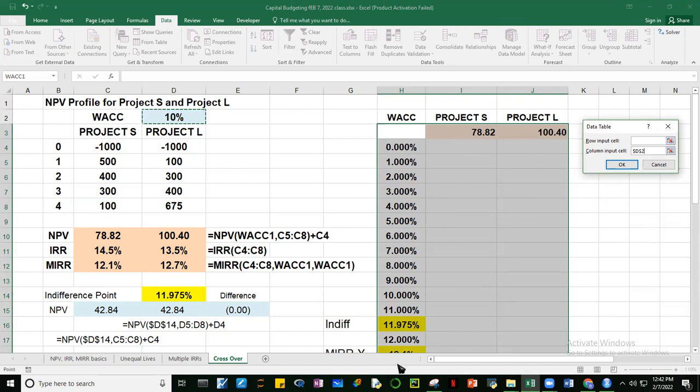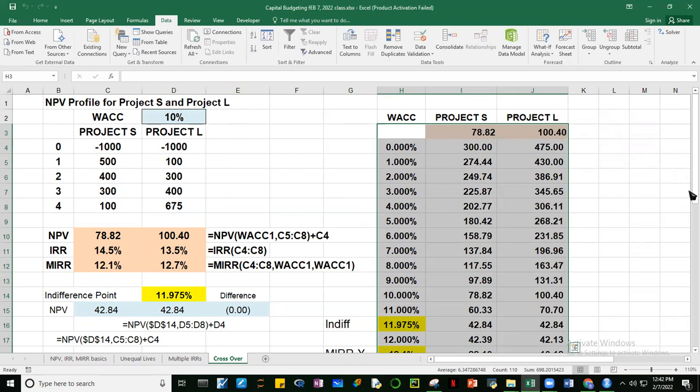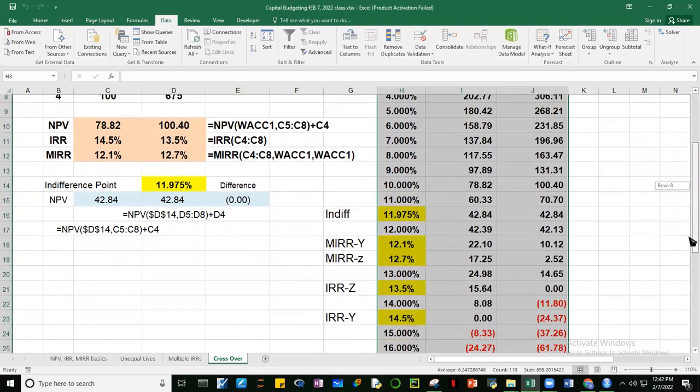Ito yung data natin, 0%. So sinasabi natin kay Excel, ilagay niya yung 0 dito, ilagay niya yung 1 dito, ilagay niya yung 2. So ilalagay niya isa-isa yung mga values ng WACC natin. Tapos whatever value is here on top, ilalagay niya dito, kasi mga NPVs to eh. So let's see. Okay, there. Yan yung mga NPVs, guys.